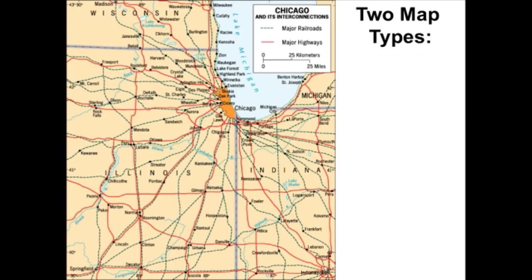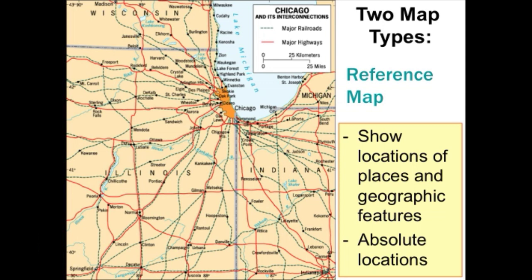Now, there are 2 types of maps that you need to be aware of. You have your reference map, which you see here to the left, and the purpose behind a reference map is to show locations of places and geographic features. So you can see this one showing you where major cities are. You might have one that shows you where rivers are or where mountain ranges are. Basically, the idea is to show you the absolute locations.